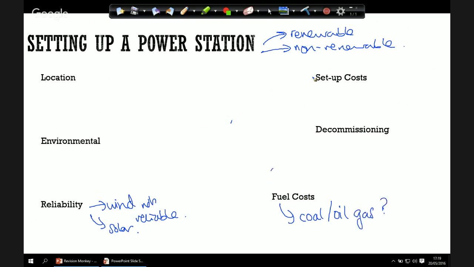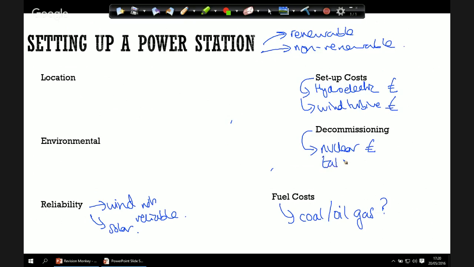Or maybe the costs in setting it up. So actually, building a massive hydroelectric dam is really pricey. So would this be the best one to use for that area? Maybe they'll give you some costs in the exam for building a wind turbine. Now, wind turbines themselves are pretty pricey compared to, for example, a solar panel. So is it necessarily very good to do that? Decommissioning means the time taken to take a power station apart, and for nuclear, this is really costly and takes a long time. So you've got to bear that in mind when you're choosing the right power station.